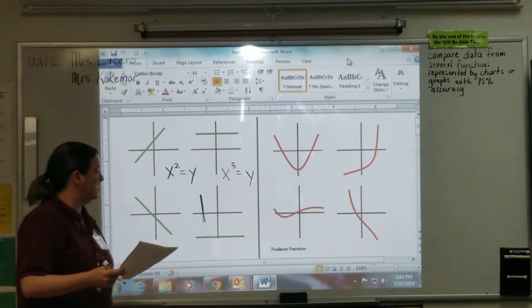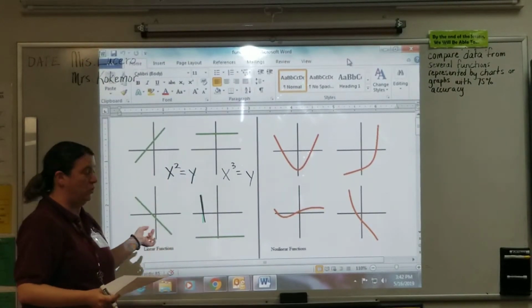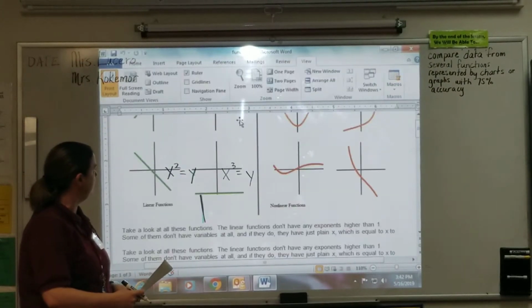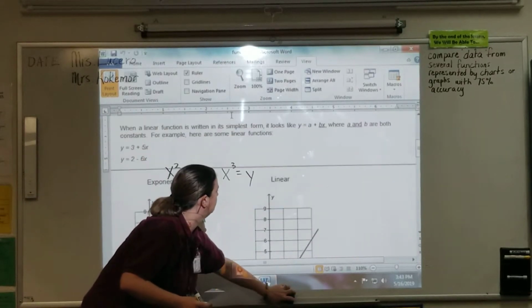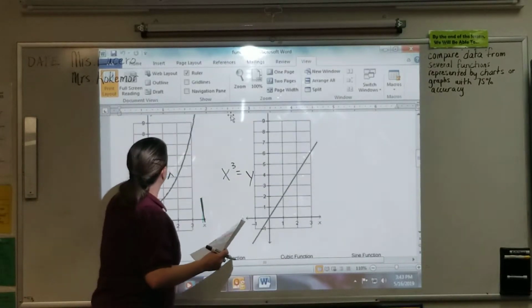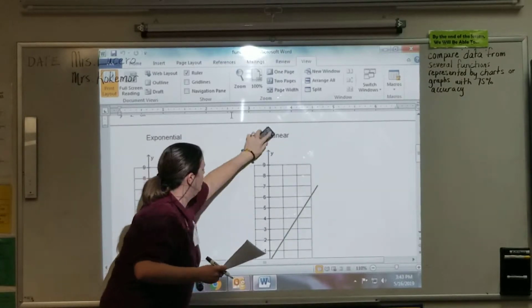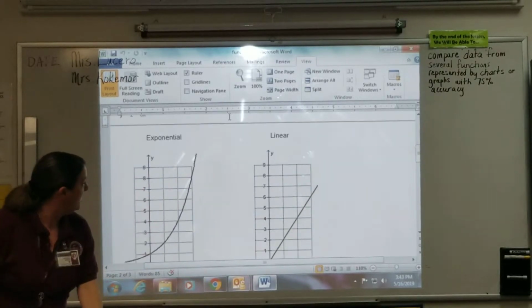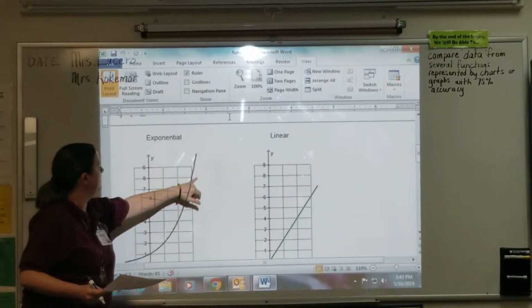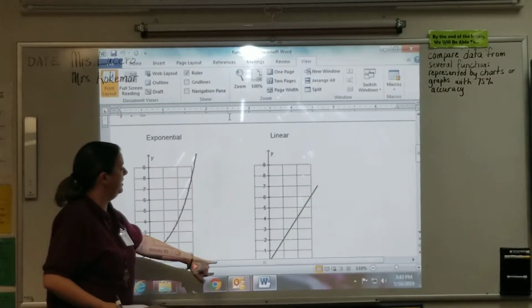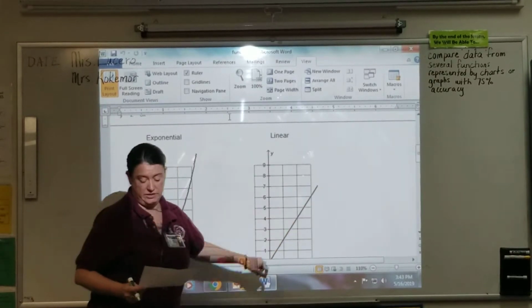Okay, so if you would scroll up for me, please. So you have some more pictures of what an exponential function looks like. They are curved, and again linear makes straight lines.